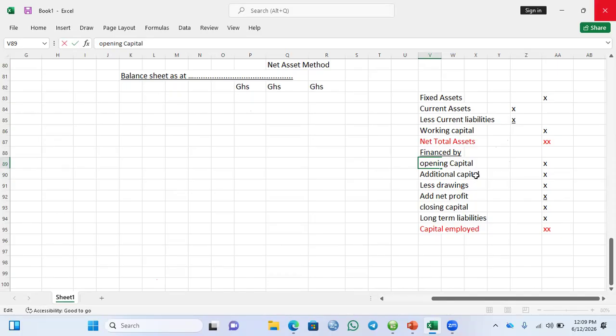So maybe within the course of doing business, you bring in more capital. That's the additional capital, so you add it. And then you less drawings. Have you taken anything out for personal use? You less that one. And then you add your profit or loss. The profit you are making for running the business, you add it.